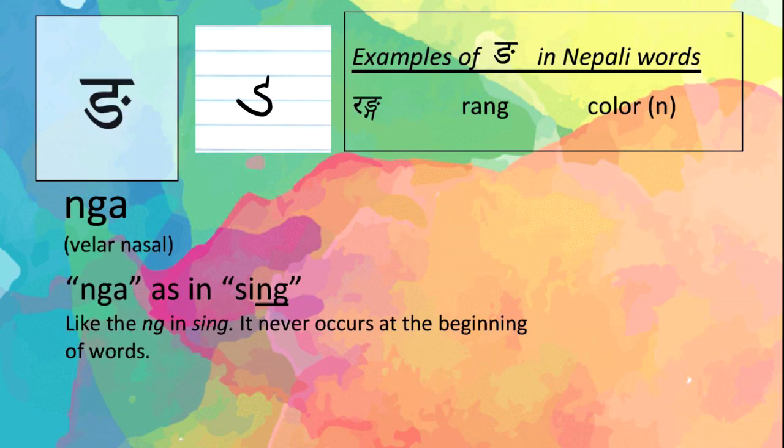The next letter is nga, which is a velar nasal sound. It's a similar sound to the ng in sing. This letter never occurs at the beginning of words. It is oftentimes paired with ga, the unaspirated ga, to make that ng sound at the end of sing or other ing words. An example of nga is rang, which means color.